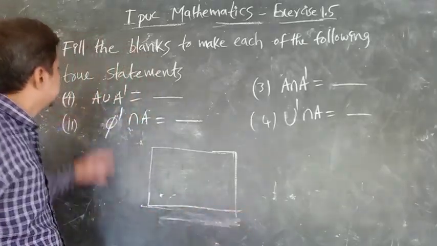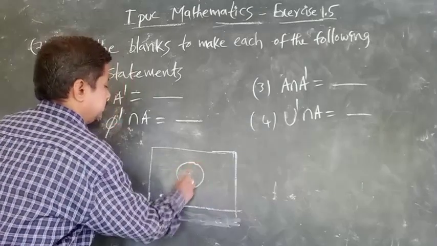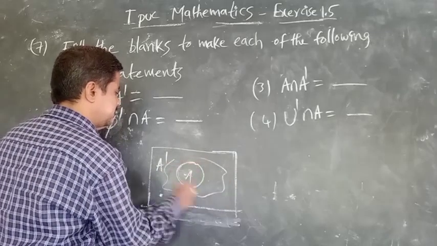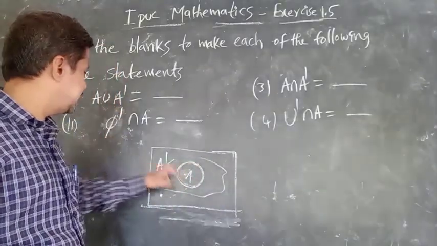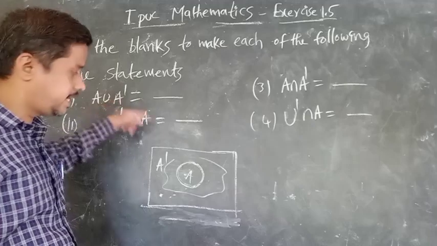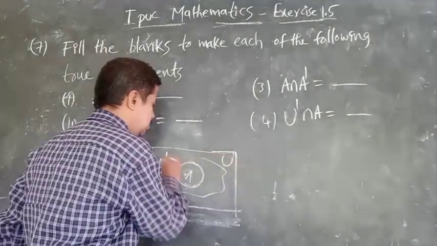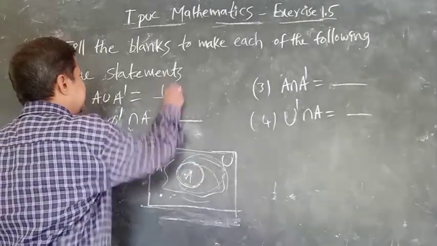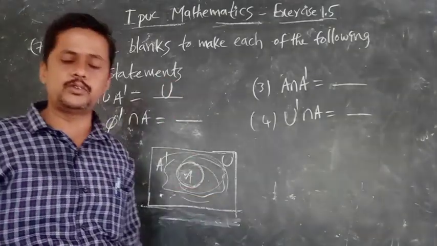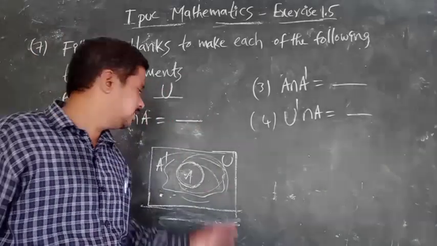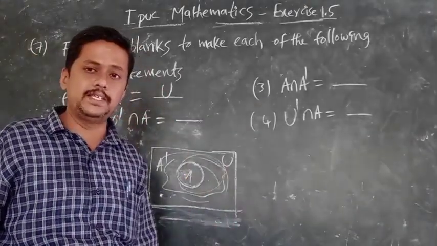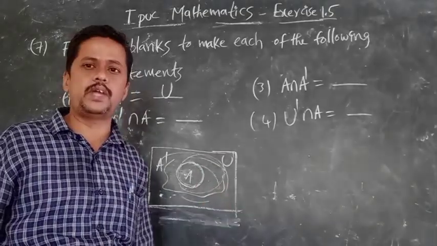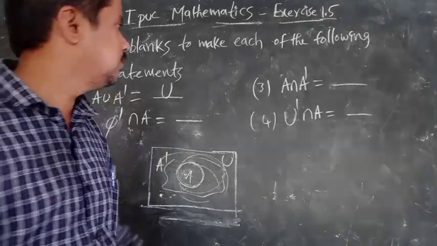Okay, this is A. A dash means outside. This is outside, this is outside. A means inside. Suppose we take the union of A dash and A. What will we get? We will get the total. This total is called U. Like that you have to behave. If you don't know, you have to think and draw the Venn diagram easily. Not with decoration, just a simple rough diagram. Okay, next we will move to the second one.